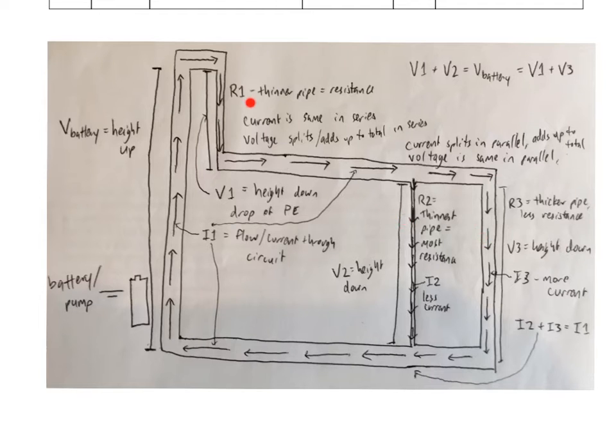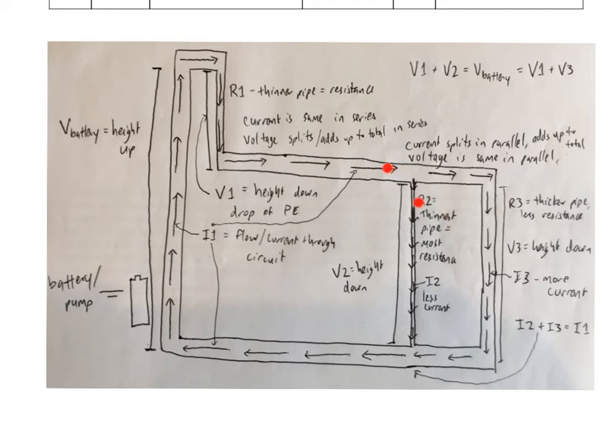In this case, the resistance comes from the pipe getting thinner. So in R1, the pipe gets thinner, and that means not as much water can get through it, and so that's going to provide some resistance. It's going to kind of slow things down. Then in R2 and R3, there is one really thin pipe. R2 is my thinnest pipe, so that's going to provide the most resistance. It's not going to allow as much water to go through it. R3 is a thicker pipe, so there's less resistance, which means more water is going to go that way.